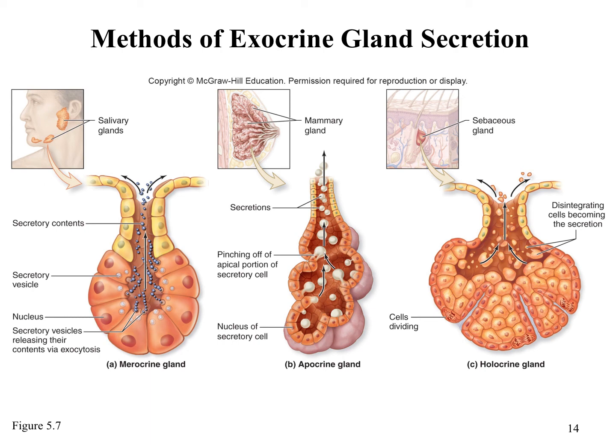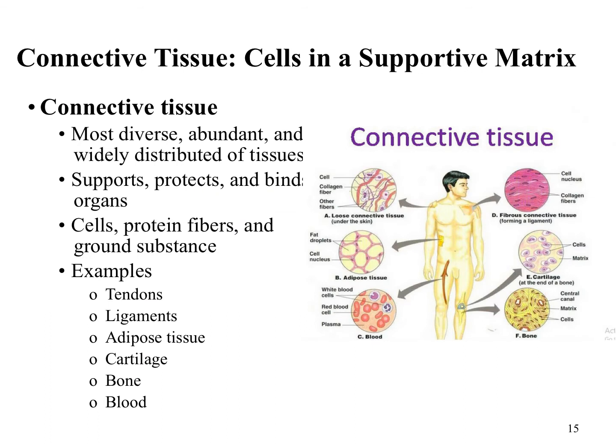Three ways that epithelial tissue release secretions. Okay? Questions on that? Right? First one, just exocytosis. Apocrine gland, parts of the cell break down. Holocrine gland, the whole cell breaks down. Pretty easy, right?